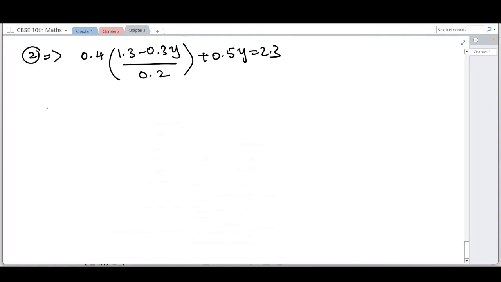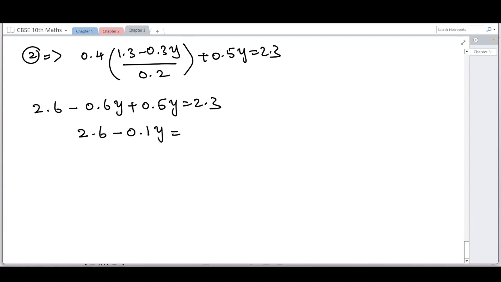this is 2 times, right? So 2 into 1.3, so 2.6 minus 0.6y plus 0.5y equal to 2.3. So if you simplify this, you will get 2.6 minus 0.1y equal to 2.3. So we can rewrite it as 0.1y equal to 2.6 minus 2.3, that is 0.3. So y equal to 3.